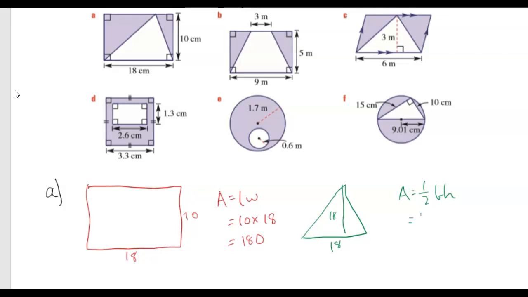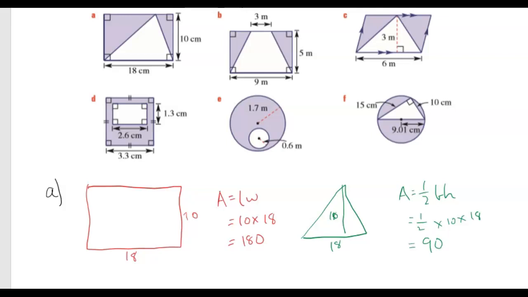So our height is 10, sorry, not 18. So it's just going to be half times 10 times 18. And I did get them around the wrong way, but because we're multiplying, it doesn't really matter. All right, then we've already done 10 times 18. We know that's 180, and then multiplied by a half or divided by 2 gives you 90.